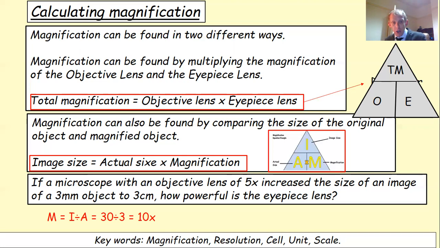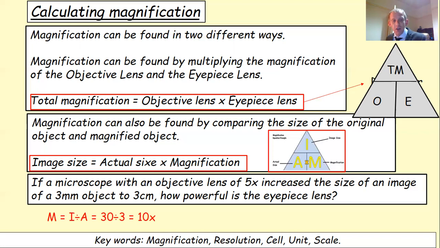Now we know the total magnification, and we know the objective lens power, which is times 5, and that means that we can quite easily work out how powerful the eyepiece lens is. So again, we would cover up that E on our triangle, and as a result of covering that E, total magnification divided by the objective lens will give us the eyepiece lens.